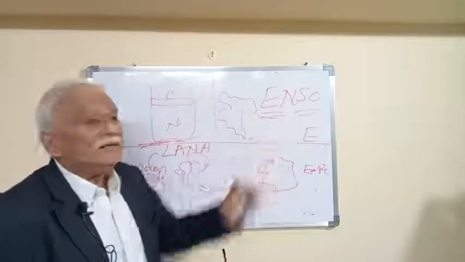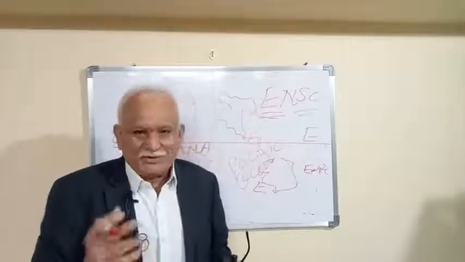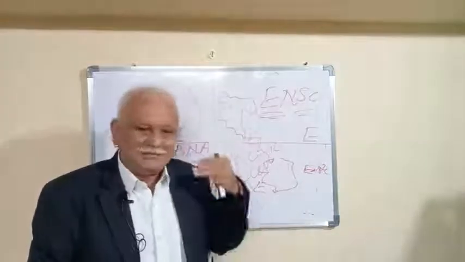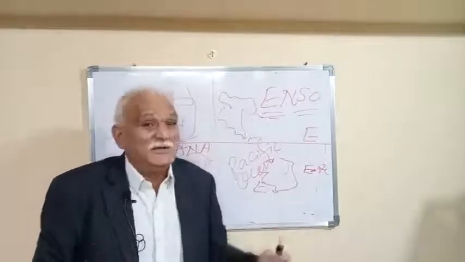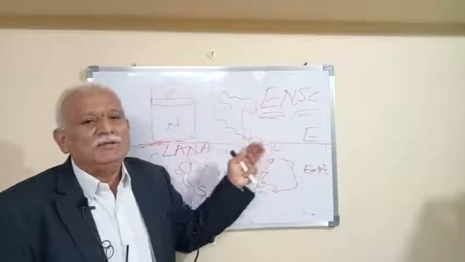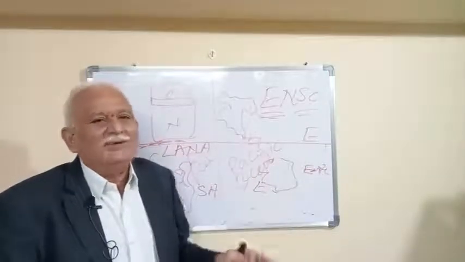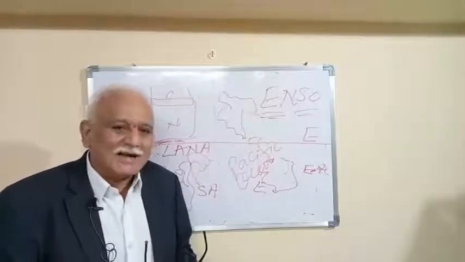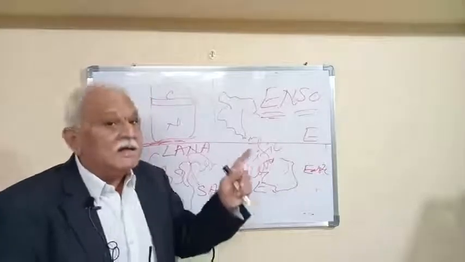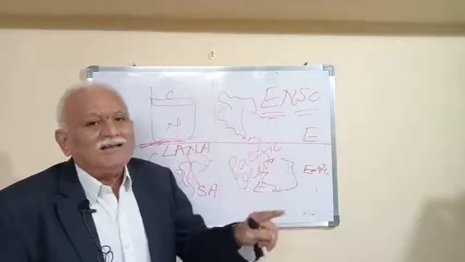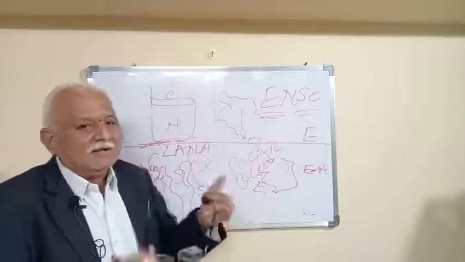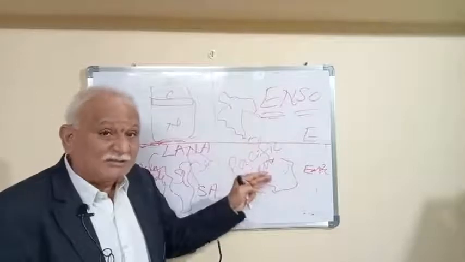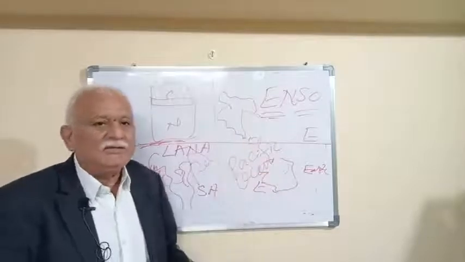ENSO is considered to be the neutral year, during which the trade winds will be normal, and the phytoplanktons, the zooplanktons, and the water enriched with nutrients enter the system enormously. These are considered very good, optimum monsoon conditions, which occur during the ENSO. ENSO means El Nino Southern Oscillation. So the surface waters of the Pacific Ocean will be very normal during these years.